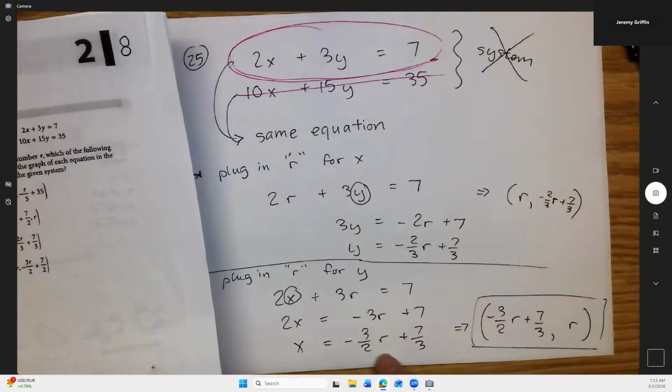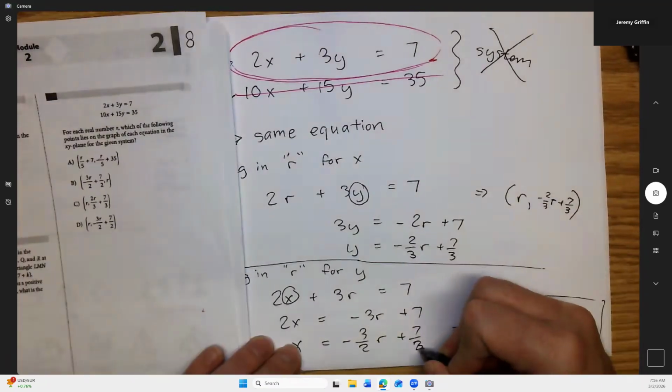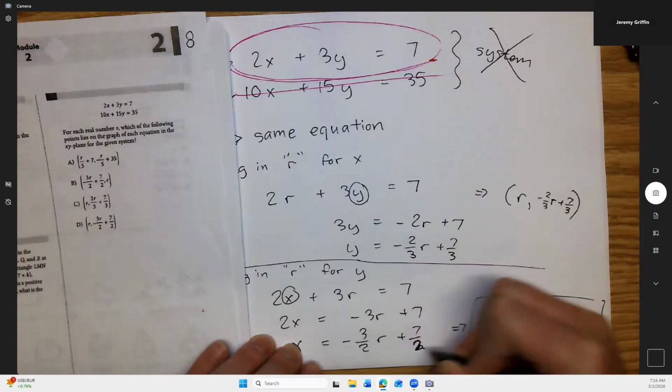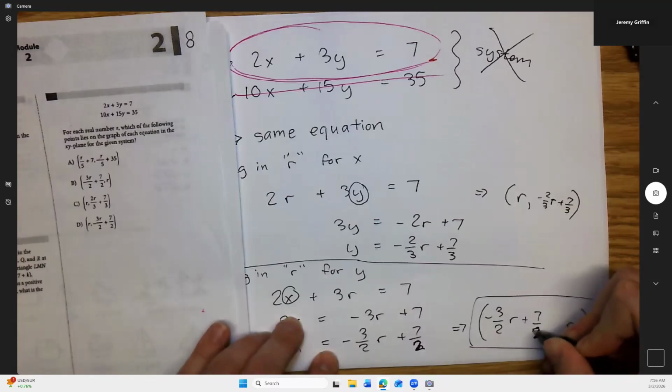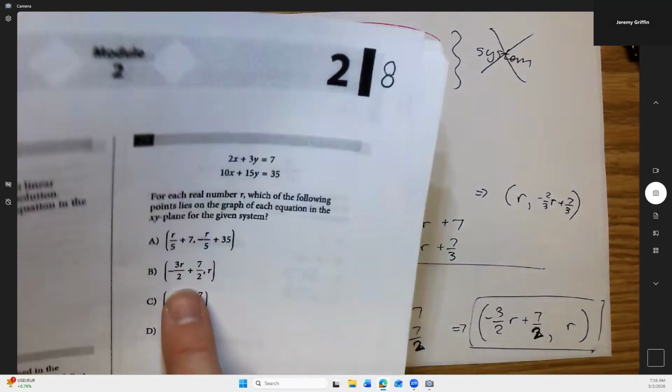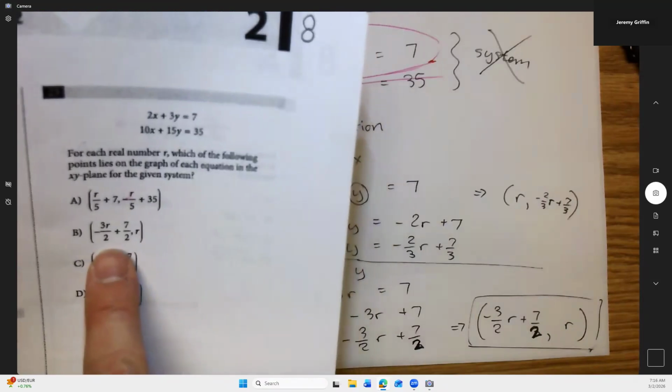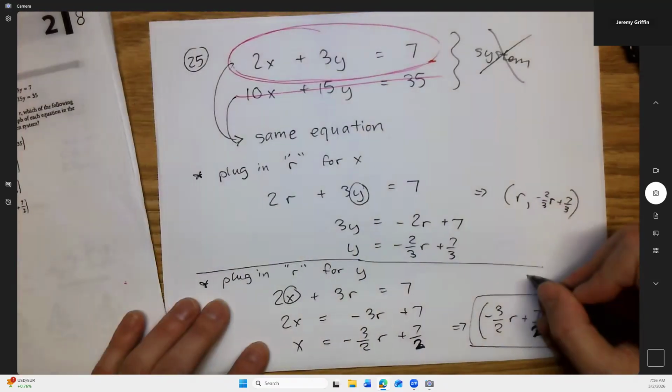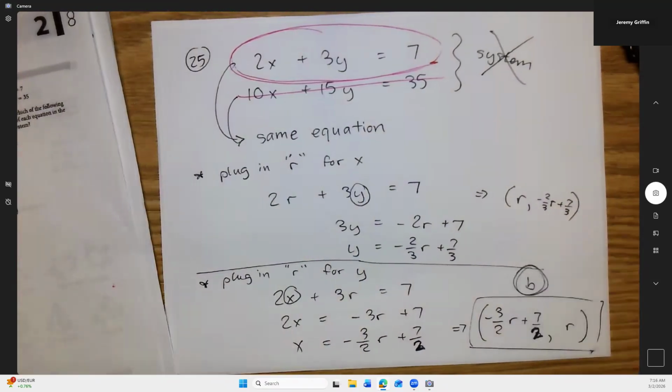Sorry, this is 7 over 2. Oops, little typo there. I don't know why I divided by 3. That looks better. Sorry, that's a 2, guys. And that does match the answer. Bing! So that's it. It's right there. So the answer is B.